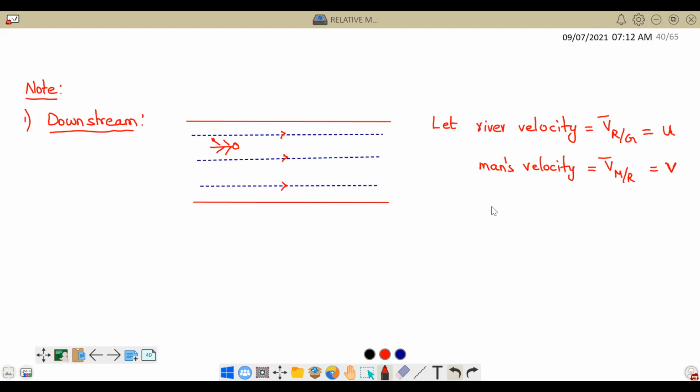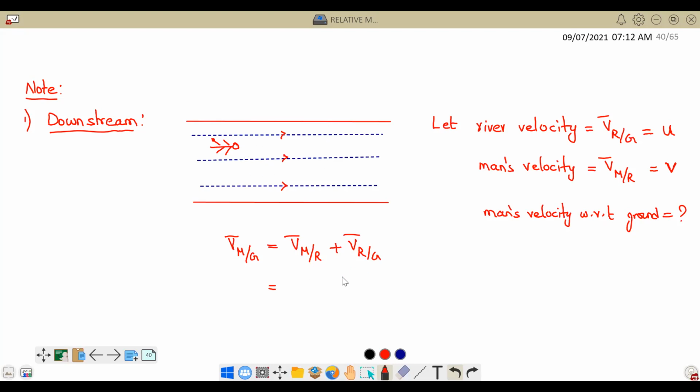Now they'll ask us to find the man's velocity with respect to ground. Man's velocity with respect to ground is equal to how much? We know the fundamental equation. Velocity of man with respect to ground is equal to velocity of man with respect to river plus velocity of river with respect to ground. So that is equal to velocity of man with respect to river is what?